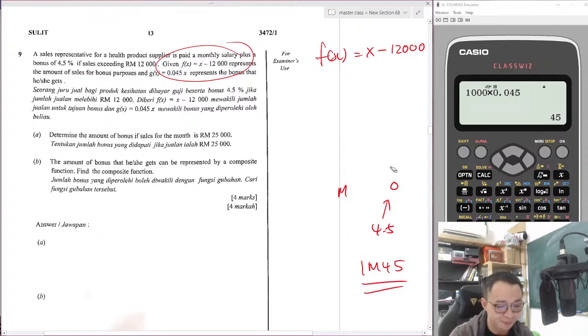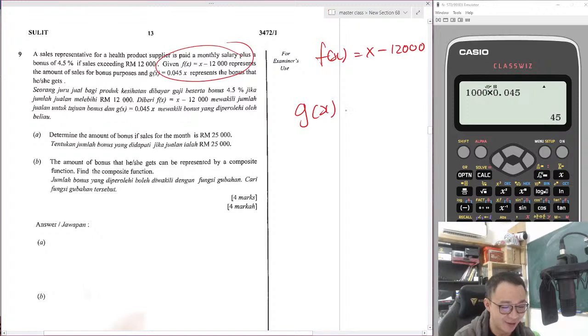So therefore g(x) is quite straightforward. If today the amount after I do x - 12,000 is 10,000, I use 10,000 times 4.5%. So they already convert the 4.5% into decimal. This is the reason you get 0.045x. This one is actually represented by 4.5%; you just use 4.5 divided by 100. You should get this one easily.